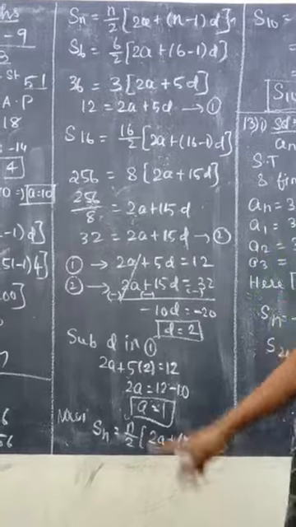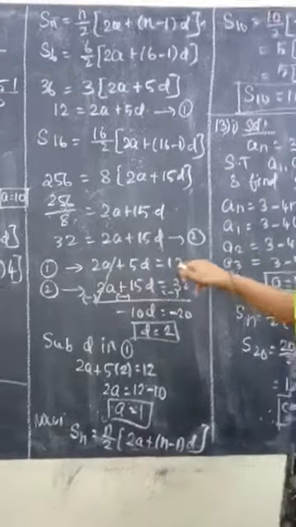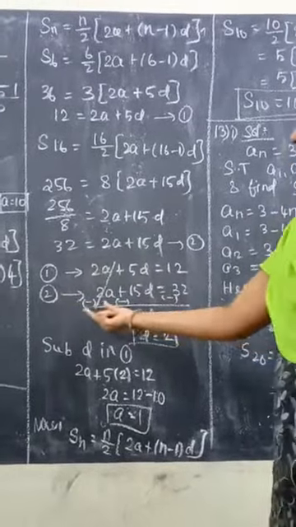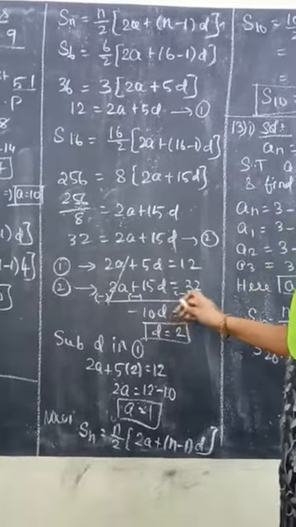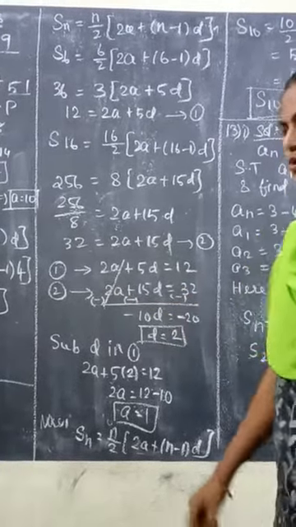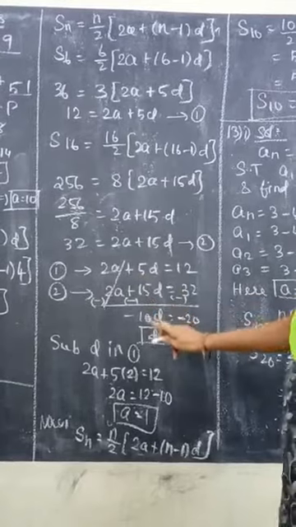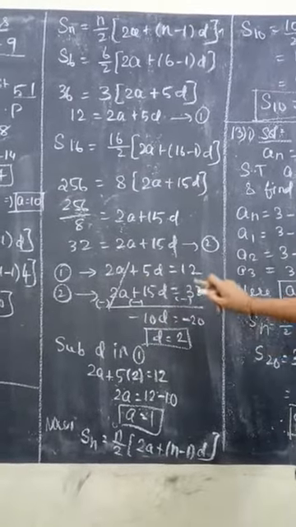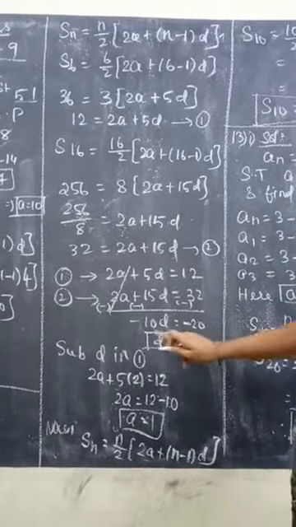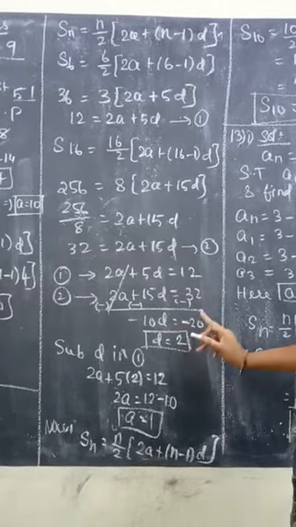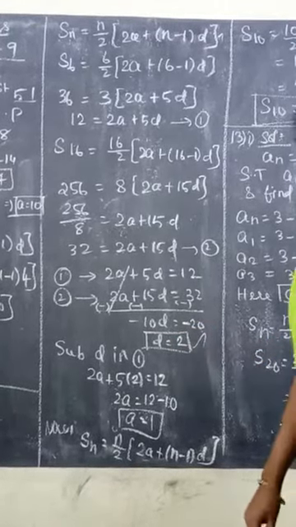By using the elimination method. This is equation number 1. This is equation number 2. Change the sign: minus, minus and minus. Plus 2a, minus 2a cancel. So 5 minus 15, minus 10d equal to 12 minus 32, minus 20. So minus, minus cancel. d equal to 20 by 10. d is equal to 2.